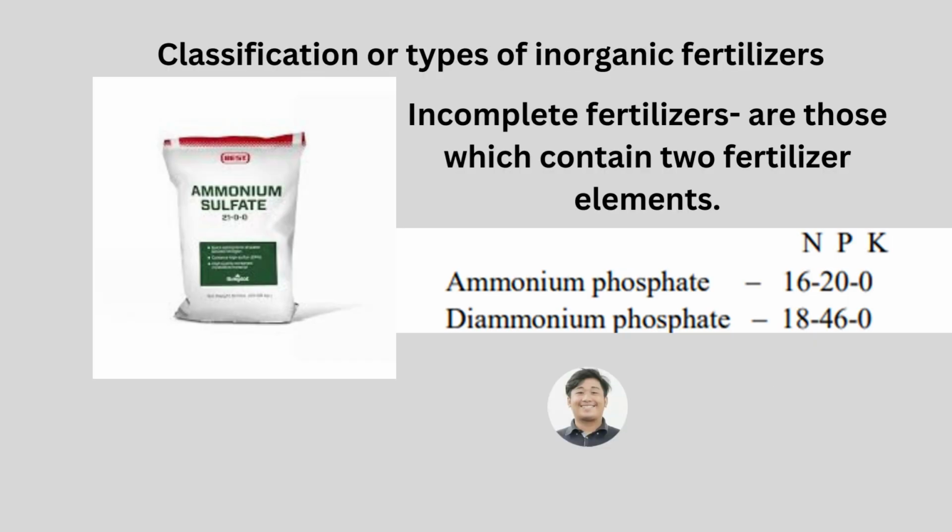This is the second classification or type of inorganic fertilizers, the incomplete fertilizers. These fertilizers contain only two types of fertilizer element. These fertilizers contain only a nitrogen source and a phosphate source.